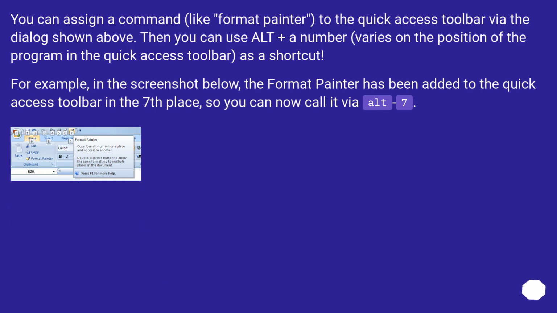You can assign a command, like Format Painter, to the Quick Access toolbar via the dialog shown above. Then you can use Alt plus a number, which varies on the position of the command in the Quick Access toolbar, as a shortcut. For example, in the screenshot below, the Format Painter has been added to the Quick Access toolbar in the 7th place, so you can now call it via Alt-7.